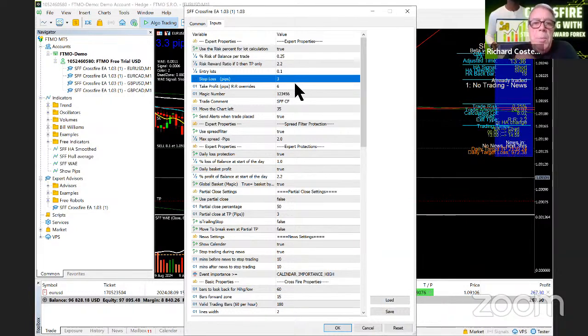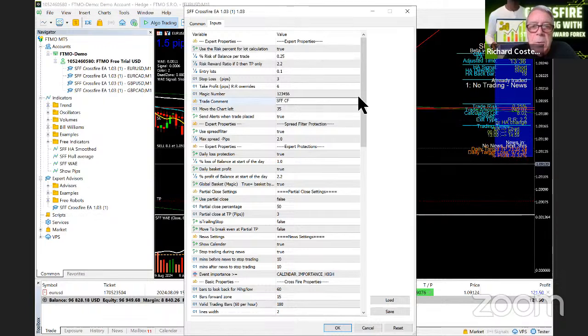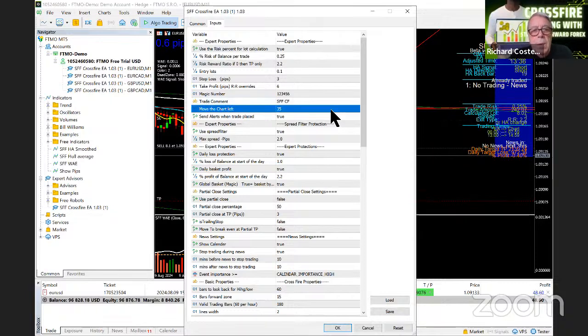So my stop loss is 3 pips. My take profit is 6 pips. I've got a magic number, which is on all of my Crossfire pairs. I've given it a name, and you can change that, by the way. You can just click on it and change it if you want to recognize it some other way. You can change the magic number, click on it. I think I'm double clicking there. Let me just, yeah, I'm double clicking on that to get it to allow you to change it. So move the chart to the left. That's really moving the bars away from this panel here.